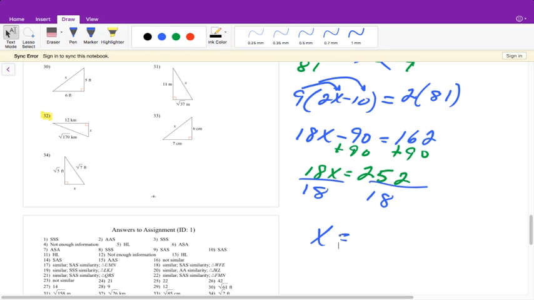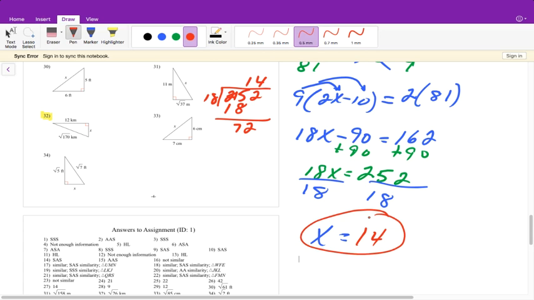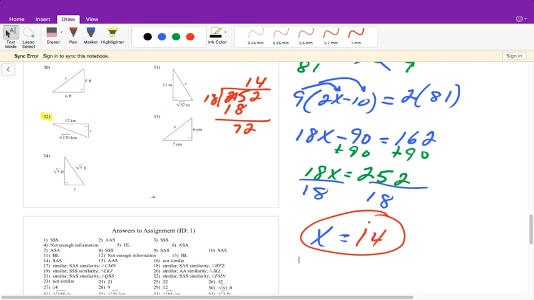So x, if you're not sure what to do, you can do long division here. So we can do 252 divided by 18. This goes into it once. So it'll be minus the 18. So this will then be 72, and 18 goes into 72 4 times. So x is equal to 14. All right, and that will be your final answer for that question.